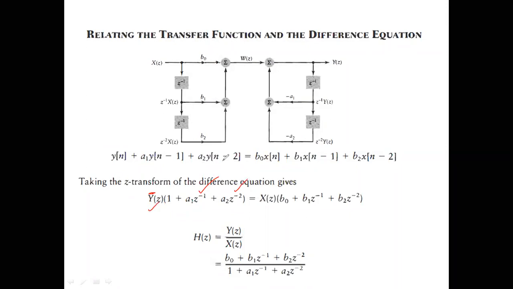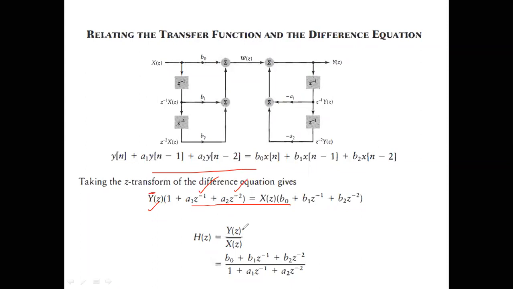Okay, so now what I will do is, just like the way you got the transfer function H of s from the differential equation, here if you are given a circuit like this or a difference equation like this, I will take the transfer function of the entire thing.